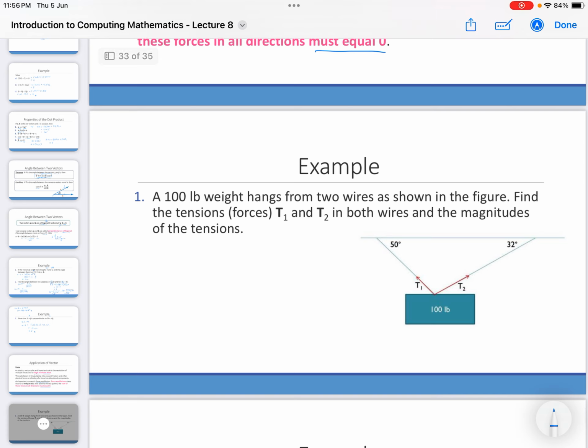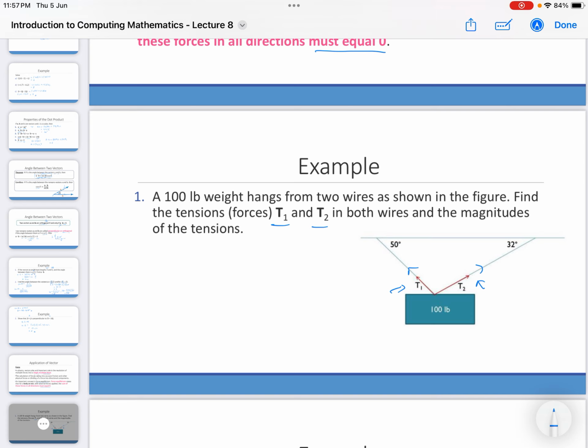So let's look at an example. A 100-pound weight hangs from two wires as shown in the figure. So we have these two wires, T1 and T2. Find the tension forces T1 and T2 in both wires and the magnitude of the tensions. So first we want to find the vectors T1 and T2, and then we need to find the magnitudes of T1 and T2. So these are the directions of T1 and T2.